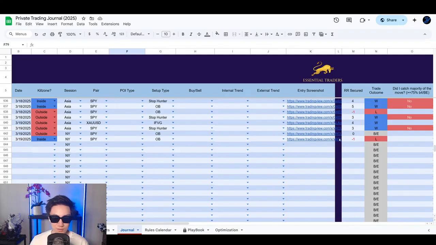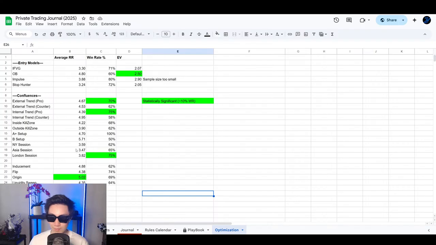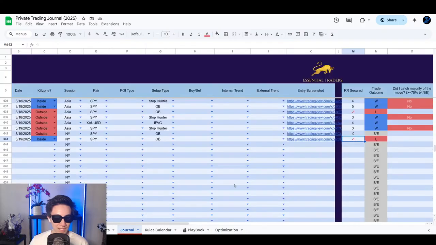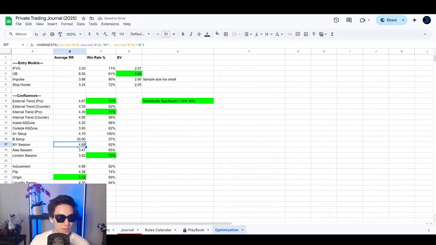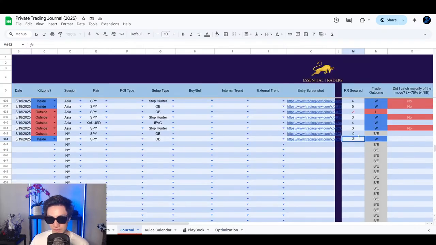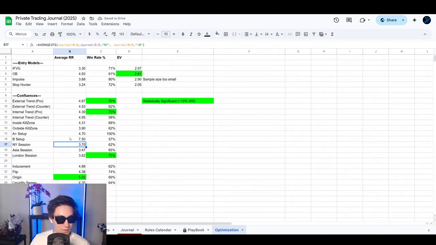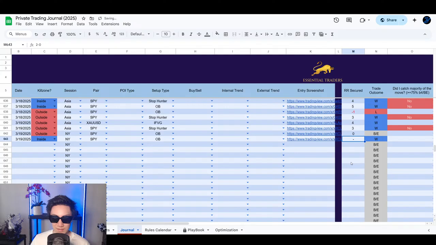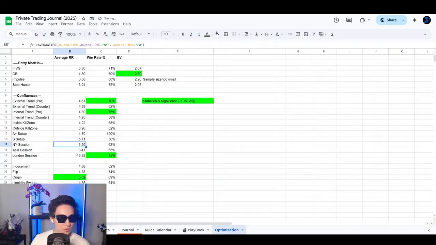Like for example, let's say, okay, look at the risk reward for it. This might not be statistically significant enough to change the risk reward here, but look at the risk reward average for New York session. It's 3.59 right now. Let's say I put something crazy like 200 in the New York session. You can see it went from 3.59 to 4.88. Do something like 20, it probably won't make a huge difference. So you get 3.7. Let's put it back to normal. Now it's back to normal at 3.59.